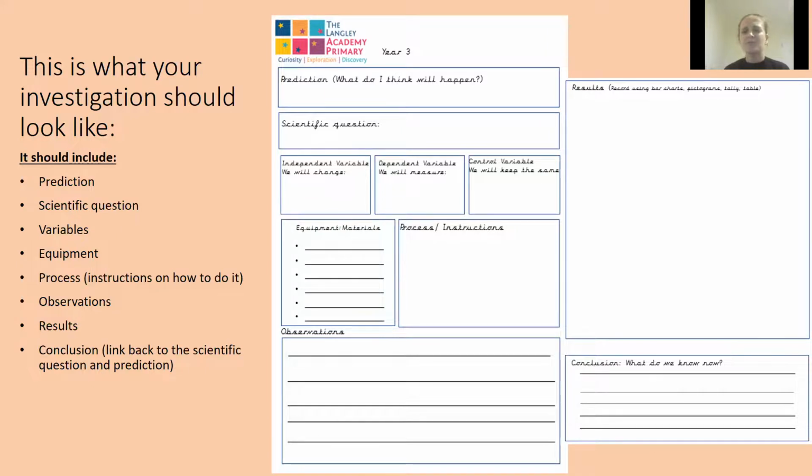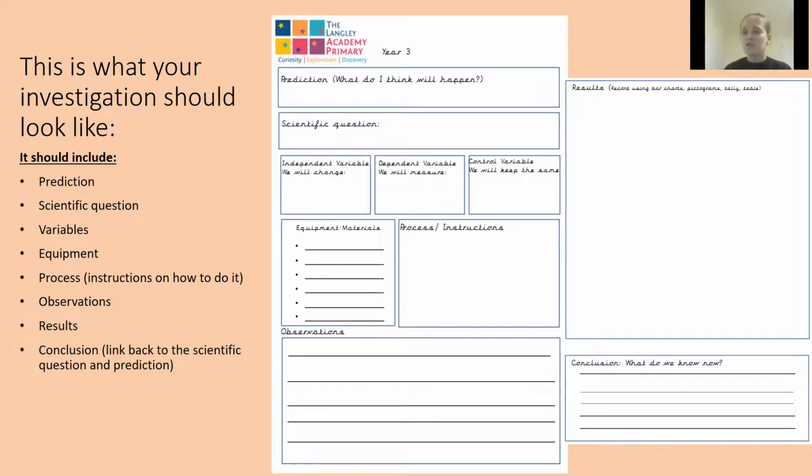The variables are the pieces in the experiment that are either going to change, or what we're going to be measuring, or what we're going to be keeping the same. So my independent variable will be the types of metal that I am using, right?